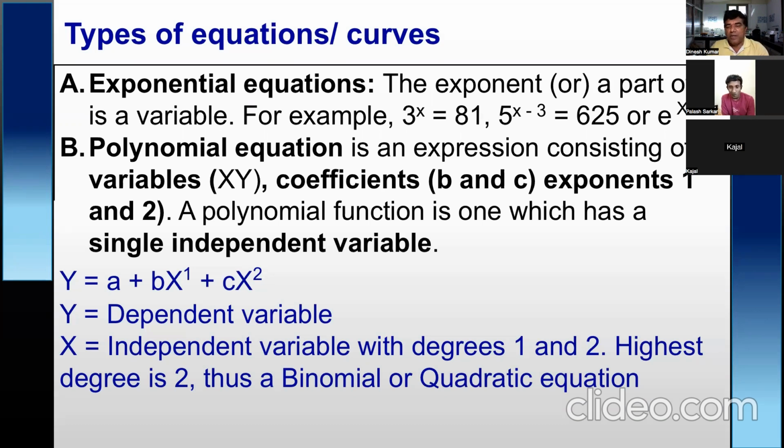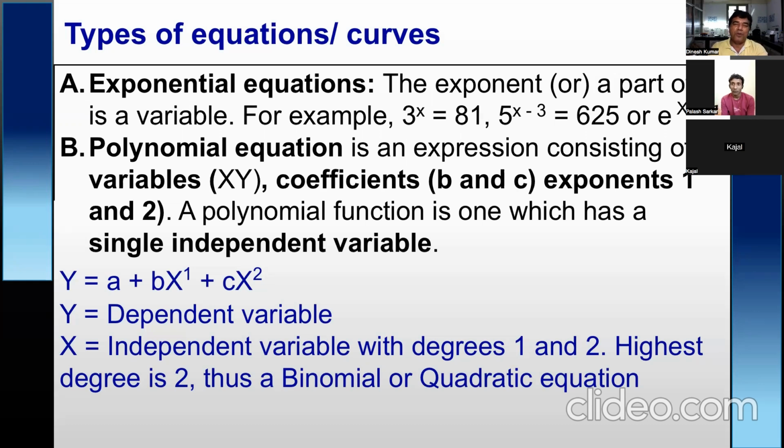Y is the dependent variable. Dependent variable means the outcome of the variable is dependent upon another variable. X will decide the value of y. Therefore, y is a dependent variable, and the other, which is really the causing variable, is the independent variable, and the effect is your dependent variable.